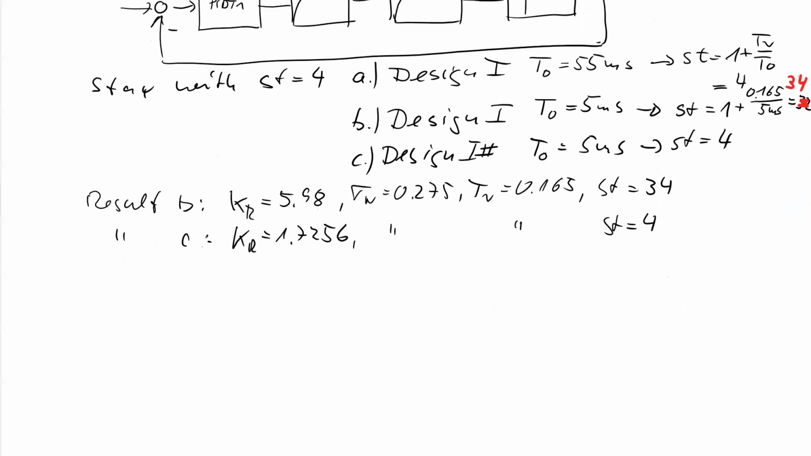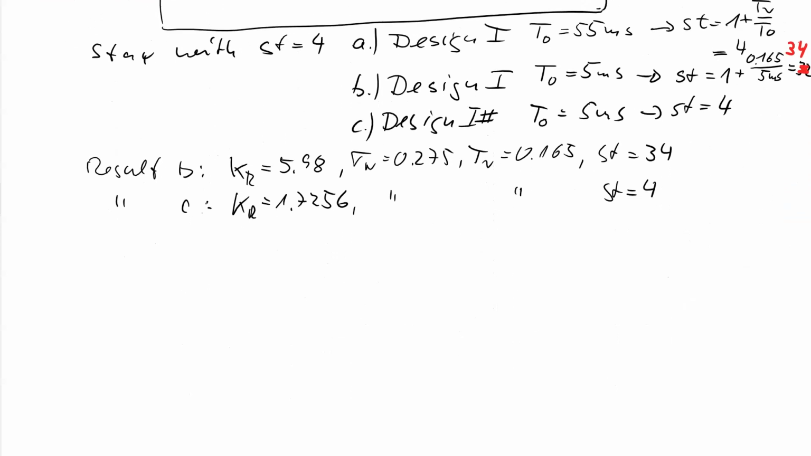So now I need the resulting values for the Qs. How can I get the Qs? Result B, design 1, the Qs can be calculated with my PID converter. Result C, I can do the same. So let's open the PID converter for case B. Now calculate the Q values. You can do this by hand, handheld calculator, anything else.